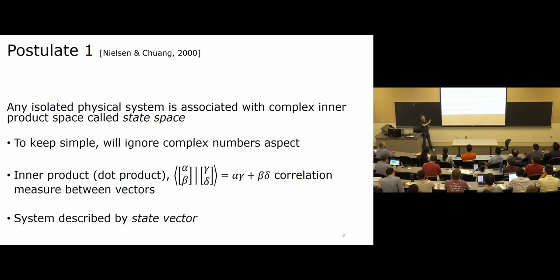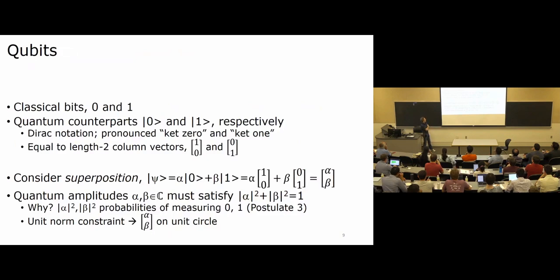So we need to have an inner product space. That is part of our quantum physical system. And the system itself is described by a state vector. The state vector tells us where we are, the state of the system. A prominent example of a quantum mechanical state is represented by the qubit model.